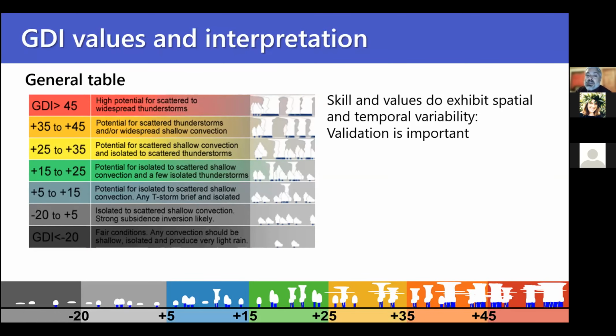These are some GDI values and interpretation. This general table is on our website. This is a general way to interpret the GDI. In reality, there are some seasonal variations and some regional variations as well, so it's always good to make a validation exercise for your region. But for the most part, this is a general way to interpret the GDI that usually works.